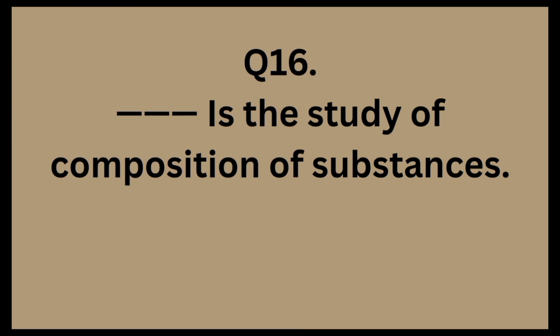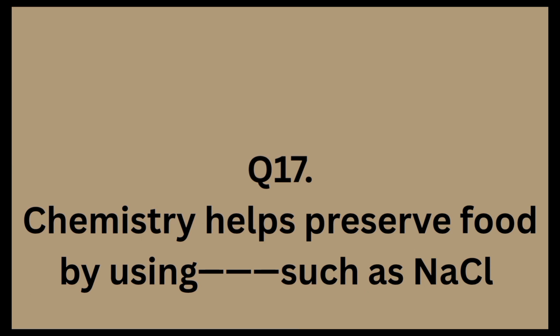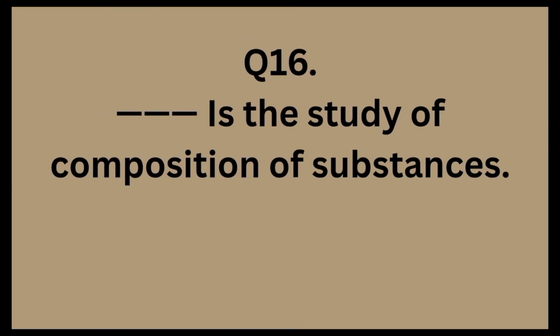Okay, the last question, question 17. Chemistry helps preserve foods by using dash such as sodium chloride. Preserving is done to prevent foods from spoiling, from microorganism contamination and other contaminations of food. To fill the blank, we use the word preservative.